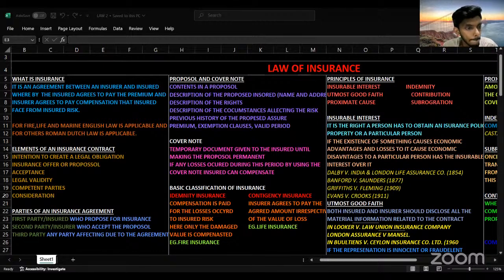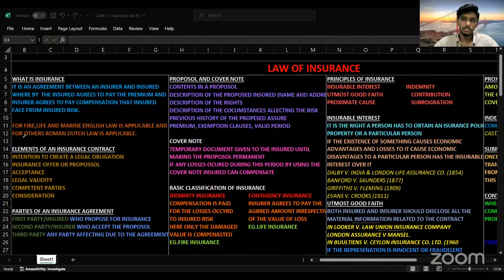Okay, next one. For life, fire and marine, English law is applicable, and for others, Roman Dutch law is applicable. So when we talk about the legal system of a country, kids, the legal system of the world can be mainly categorized as English law and Roman Dutch law.